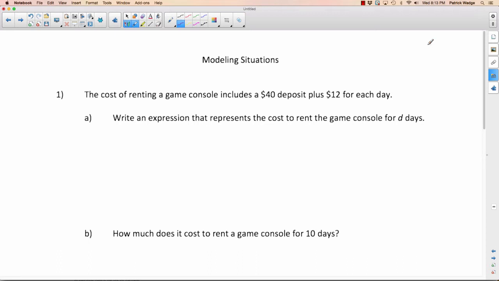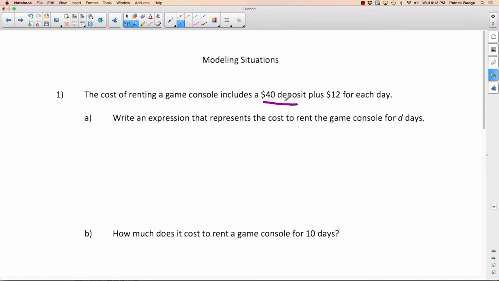So let's take a look at number one. It says the cost of renting a game console includes a $40 deposit plus $12 for each day. Right? Often if you go to rent something, there's like some kind of damage deposit or service fee or something like that. So regardless whether you take this game console out for 1 day or 50 days, you always pay 40 bucks. Okay, that's a given.